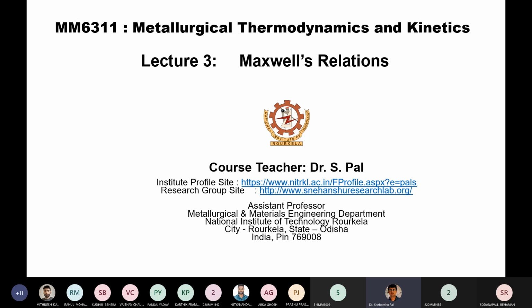So today we are going to discuss Maxwell's relationship. What are the Maxwell's relationships that are important from the metallurgical thermodynamics perspective? For that we are going to introduce certain fundamental equations and the concept of Helmholtz free energy as well as Gibbs free energy.